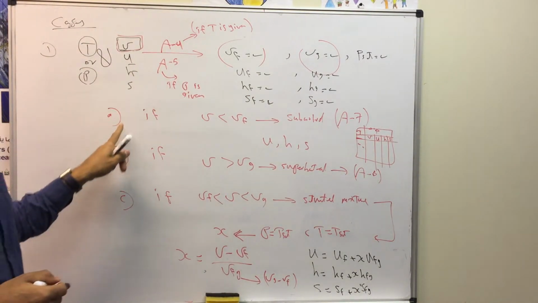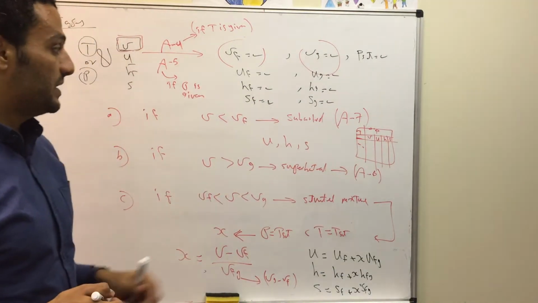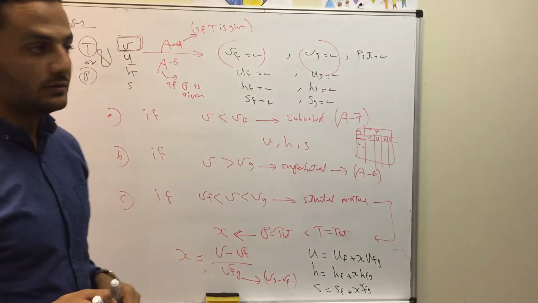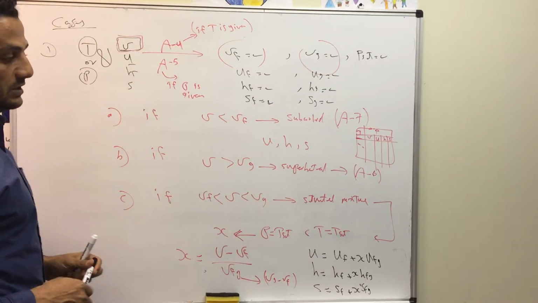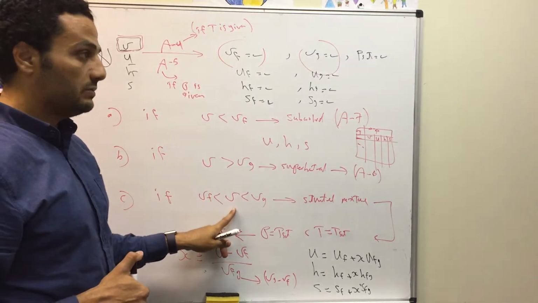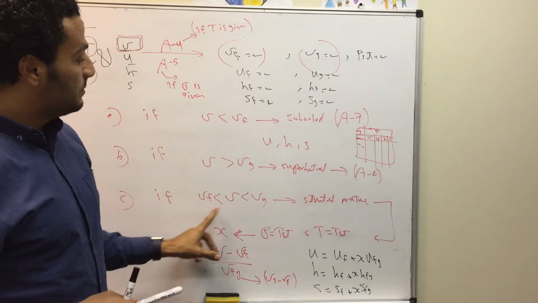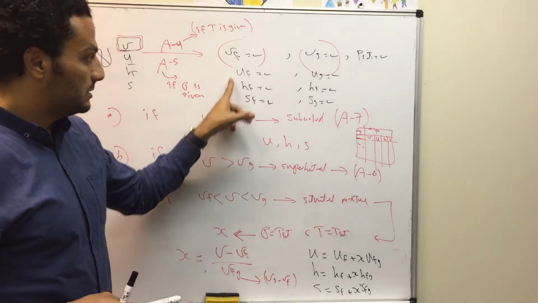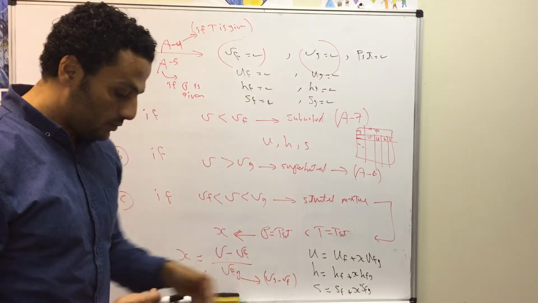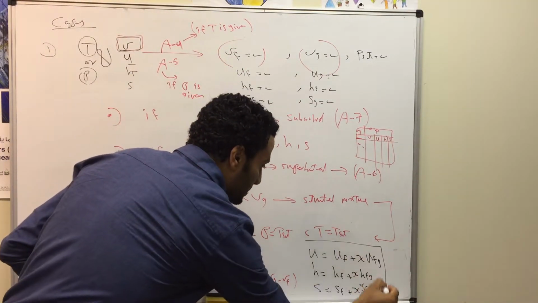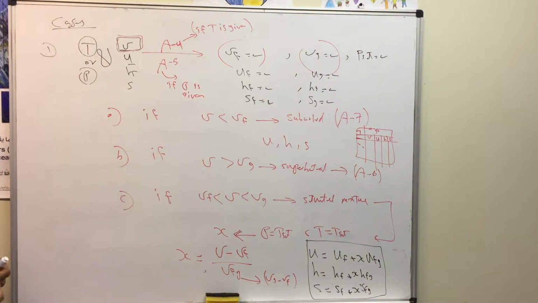So in cases A and B, we can just go to the table, either table A7 or A6, and read the values directly: internal energy, enthalpy, entropy. But in case C, we have a saturated mixture. So in this case, the specific volume is greater than V fluid and less than V gas. What we can read from the table is V fluid and V gas, all of the saturated liquid properties and all of the saturated vapor properties. And in this case, we have to use this equation in order to calculate the internal energy, the enthalpy, and the entropy, the total values.